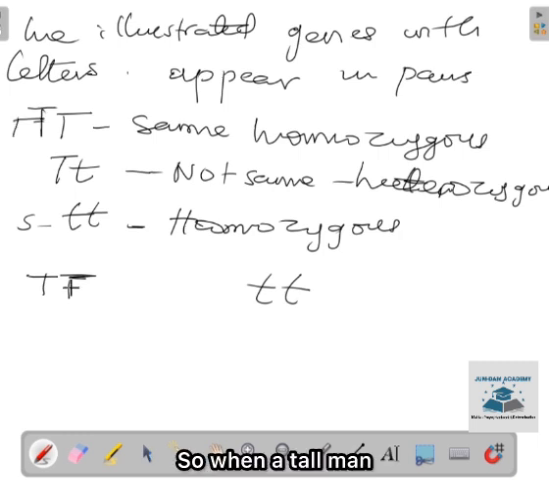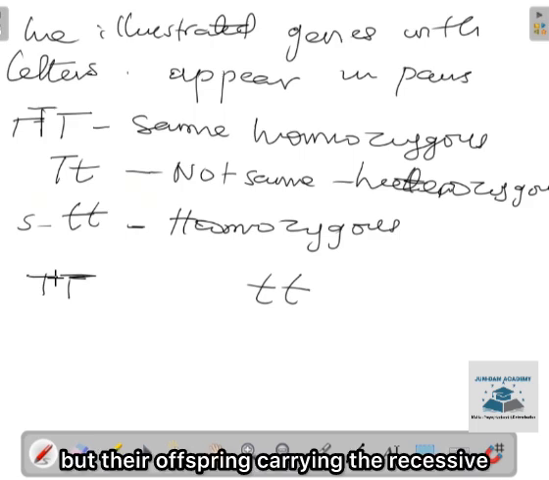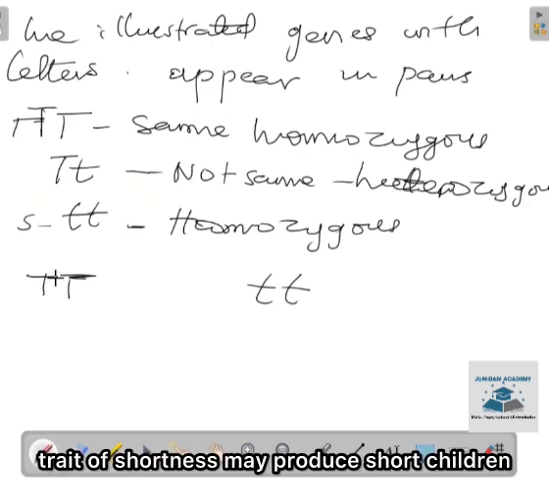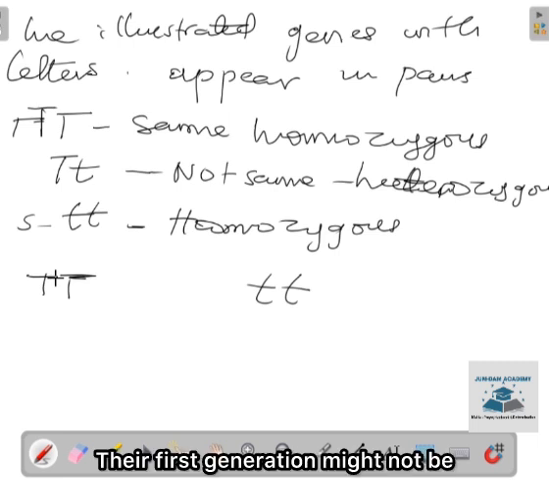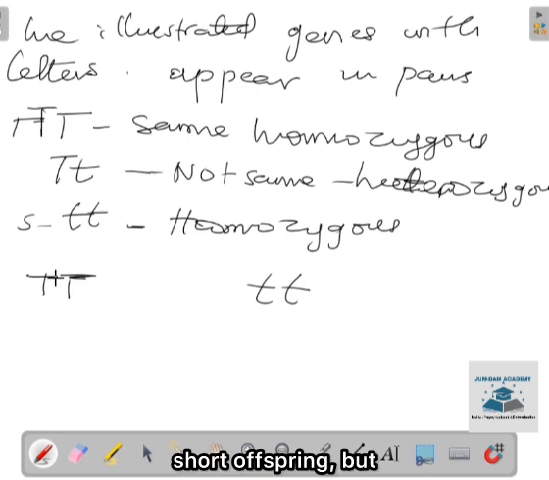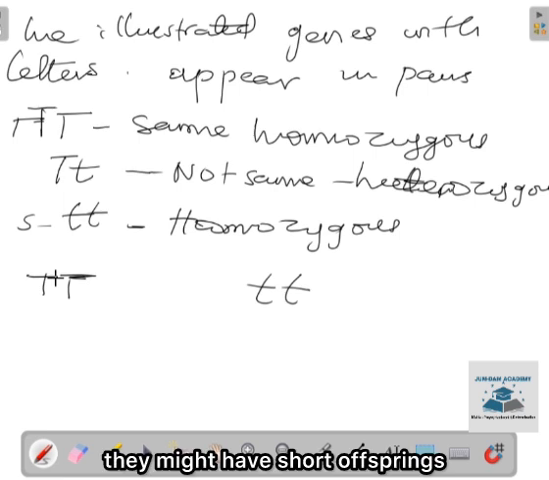So when a tall man gets married to a homozygous short woman, they are going to produce their first generation. They may not produce any short children, but their offspring, carrying the recessive trait of shortness, may produce short children in their second or third generation. This explains the recessive gene. When these two people get married, their first generation might not be short, but when their offspring give birth to their own generation, they might have short offspring.